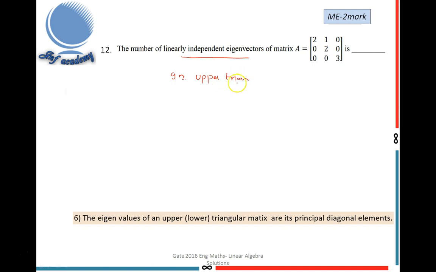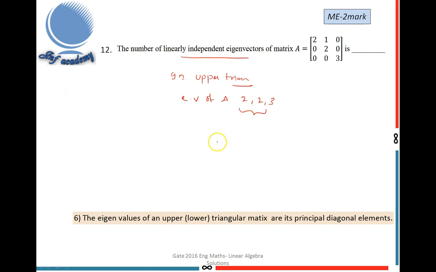By using one property, the eigenvalues of an upper triangular matrix are its principal diagonal elements. So the eigenvalues of A are 2, 2, 3. Here, 2 eigenvalues are equal, so finally I got 2 distinct eigenvalues only. But it has 3 eigenvalues. Here, it has 2 distinct eigenvalues only.